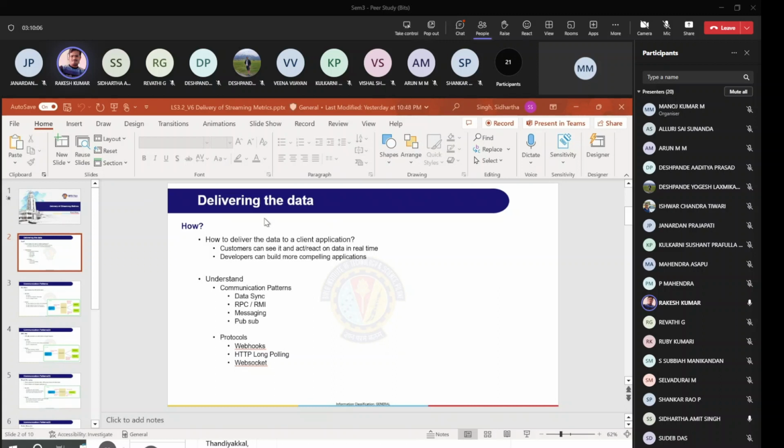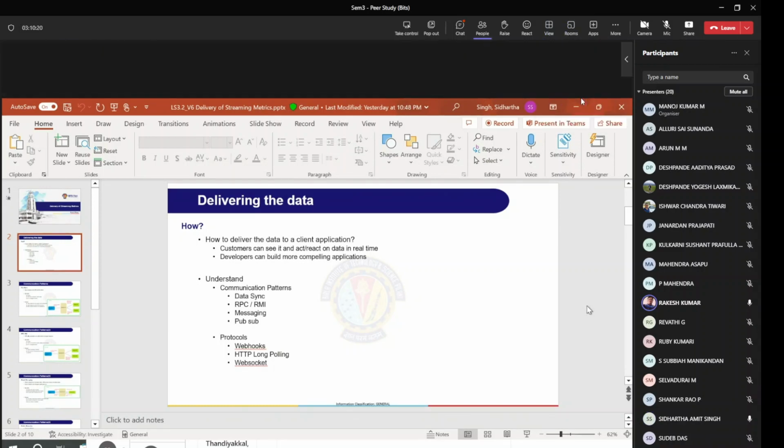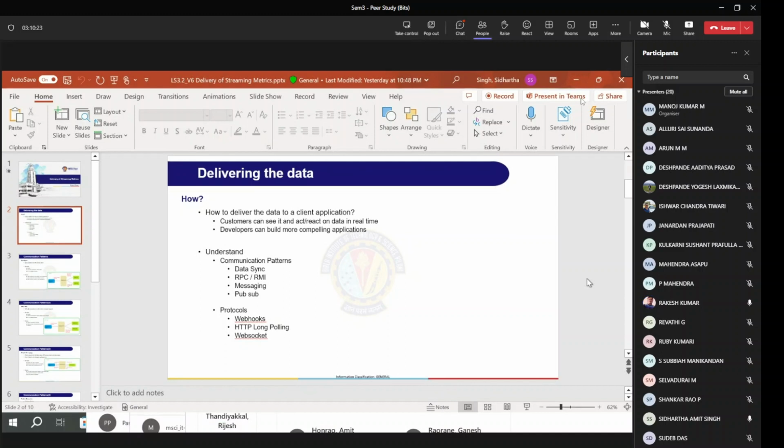No, they are not asking for protocol. They are asking for communication pattern, if you can see the question. Then it should be RMI, right? Not RMI. Messaging came into my mind, I don't know why. The answer mentioned is webhooks. Am I correct? But in the question the protocol is also mentioned, because they are interested in communication pattern, not protocol. Webhook is a protocol.